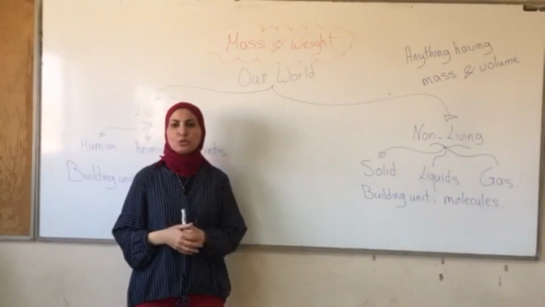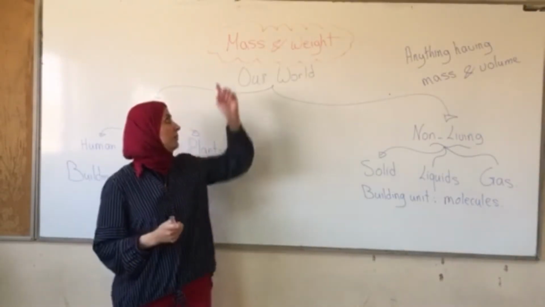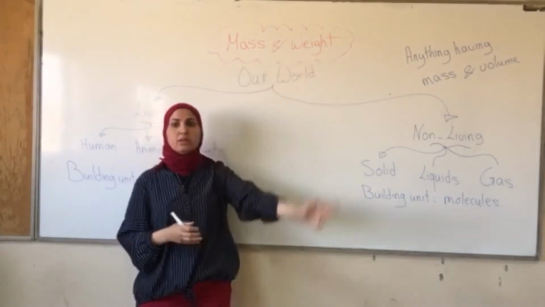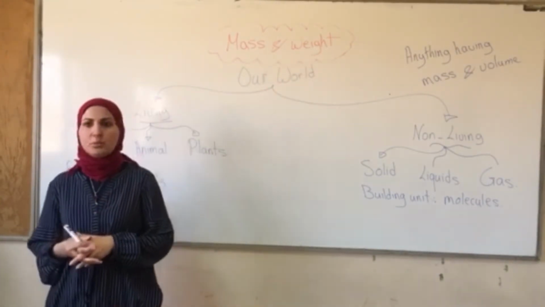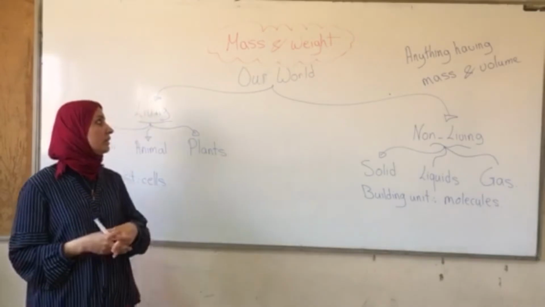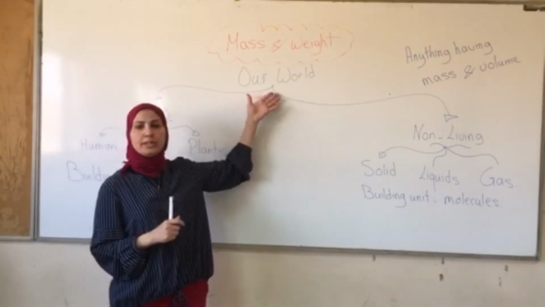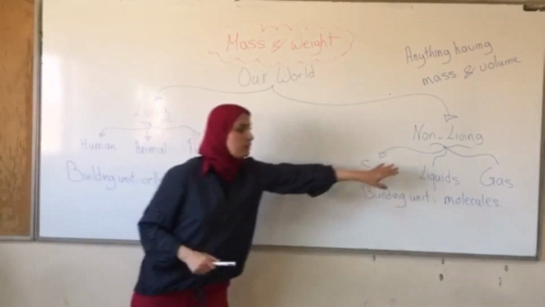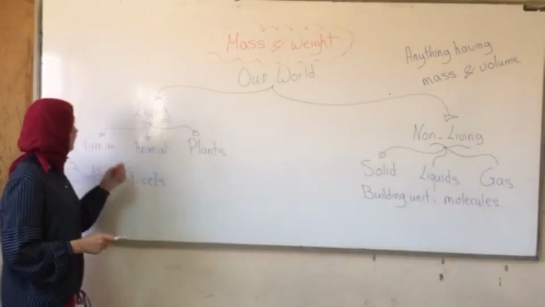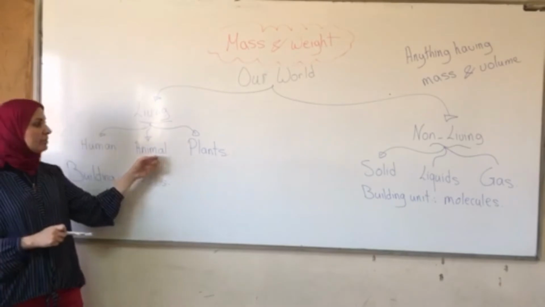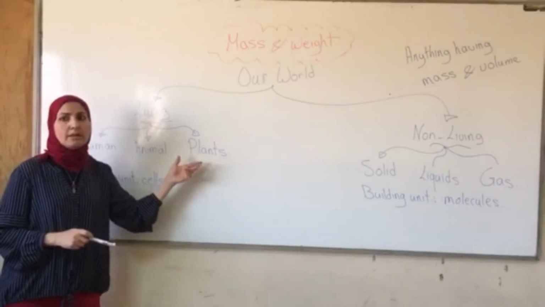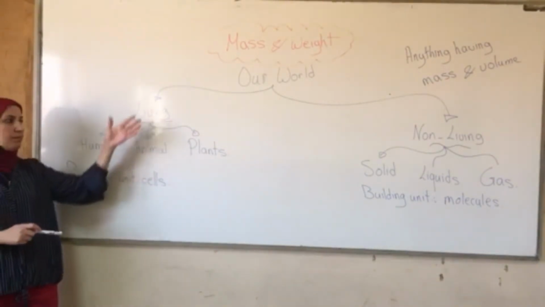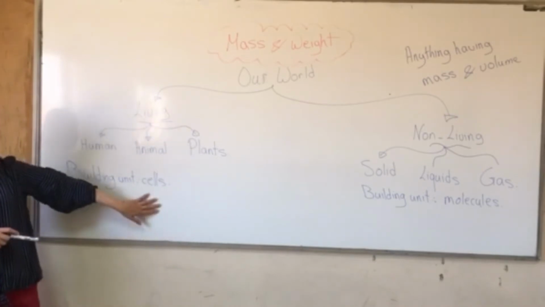Today we are going to start a new lesson, Unit 1, Mass and Weight. We are going to know the difference between the mass and the weight. First of all, anything in our world is divided either into living or non-living. Living like humans, animals, and plants. And as we know, the building unit of anything living is the cell.